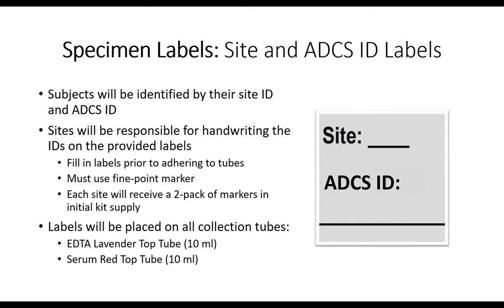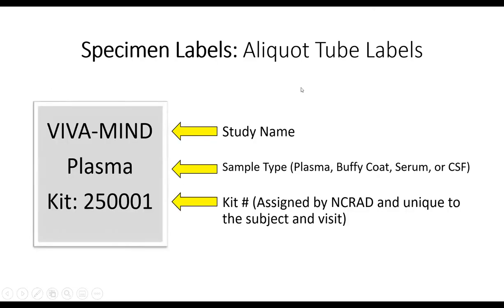And then these labels will be placed on the 2 collection tubes, the 10 ml lavender top EDTA and the 10 ml red top serum tube. The final label type is the aliquot tube label. And this label has the study name. So it says VIVA Mind. It'll have the sample type on it. So it'll say plasma, serum, buffy coat, or CSF, and it will have the kit number as well.